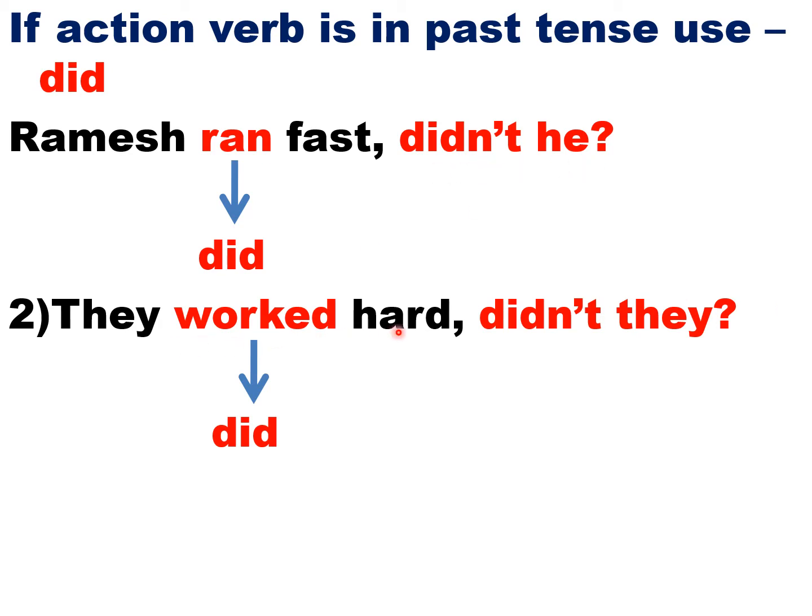They worked hard. Worked is past tense, so we must use did. The sentence is in positive sense, so we must use a negative tag. Didn't they.